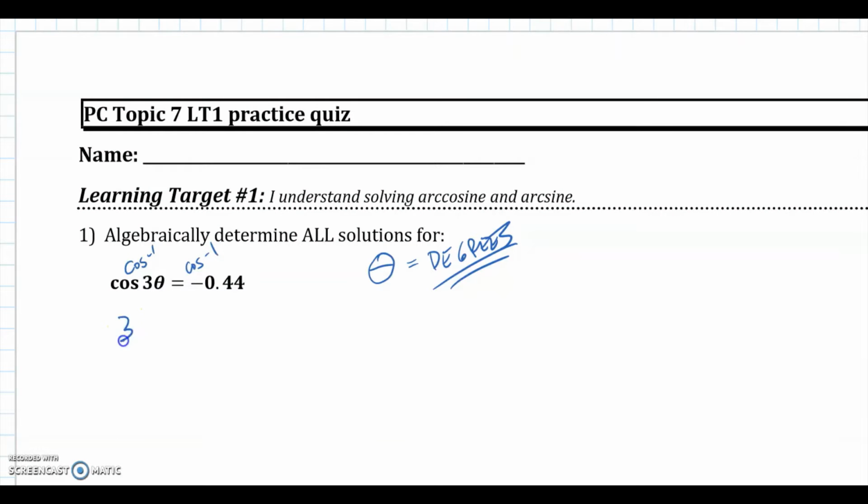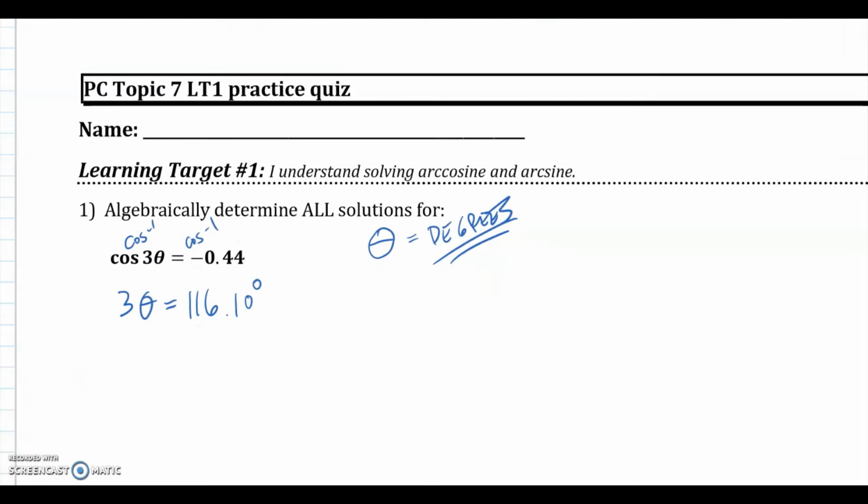So then I'm left with 3 theta is the inverse cosine of negative 0.44, which is 116 degrees and about a 10th. Now here's the exact moment when we arc cosine. Because in our world now, every time we inverse cosine, we know there have to be 2 angles that have that same cosine value. So the arc cosine rule is plus or minus. So I get negative 116.10.